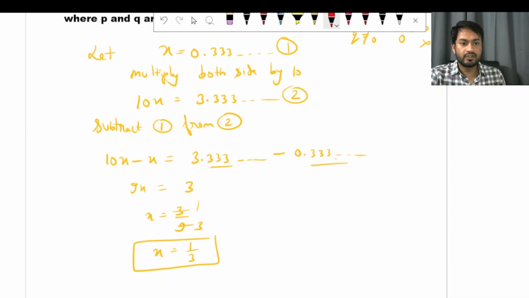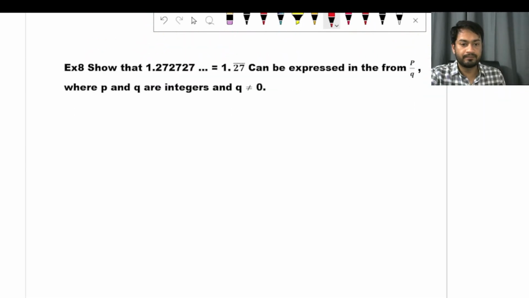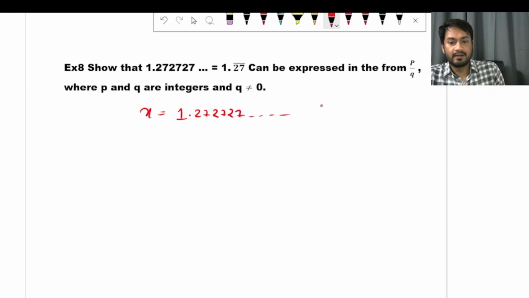Now let's do the next question, example number 8 of your NCERT book. It is written that show that 1.272727 dash dash, which is 1.27 bar, can be expressed in the form of P upon Q. So we need to follow the same process. So x is equal to 1.272727 dash dash. This is the first equation. Now how many digits have the bar? Two. This was the case I was talking about. So multiply both sides by 100 here.